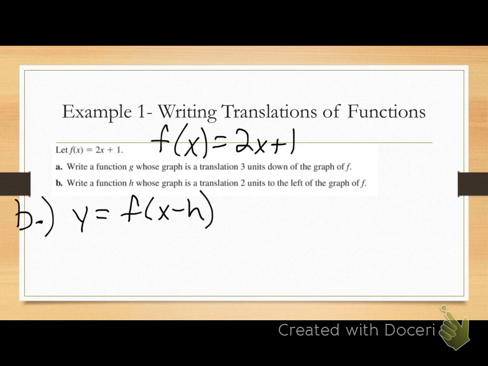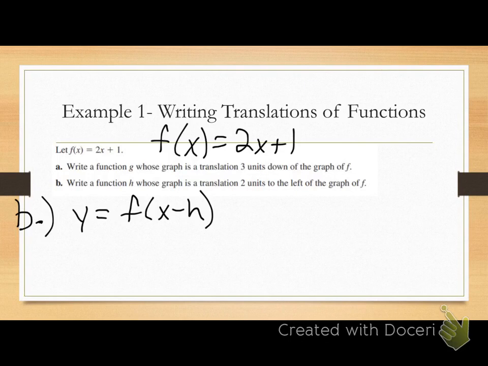Now, on letter A, I just took a number and added it to my function, correct? It was my function plus k. Do you think that's the case here? Do I have my function plus or minus a number? No, I'm doing f of x minus h. Right? What do you think my h value is here?